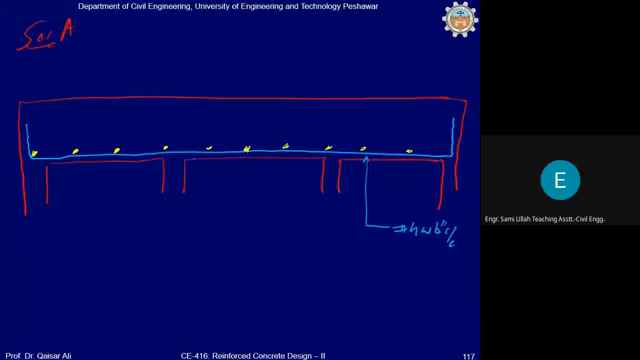And the spacing is number 4 at... Sir, I have a question. Any question?